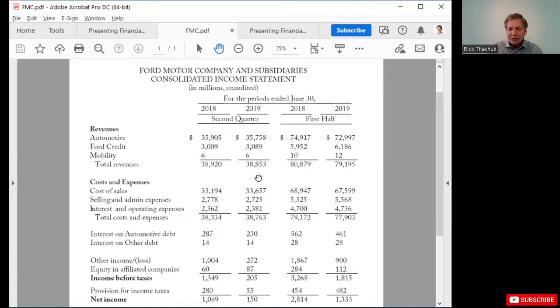Recall that this column here shows values in the second quarter of 2019. Second quarter are the months April, May, and June. So let's present these values here like we would say in a meeting. How do we do that?